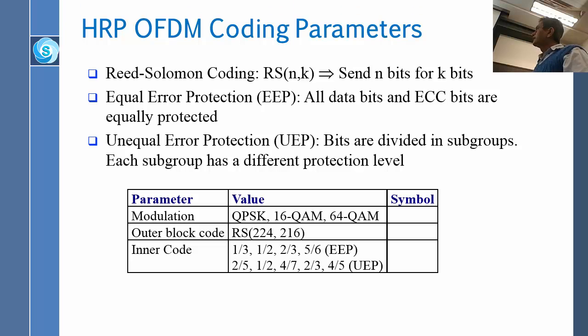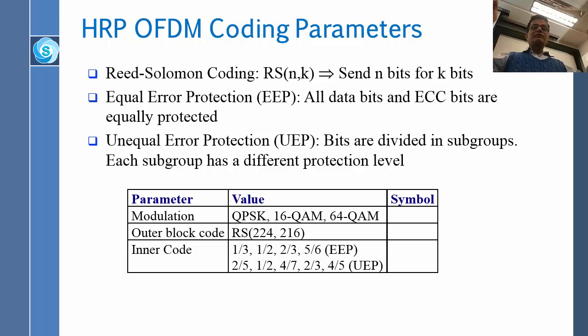The second code is the inner code, where you send 2 for 1, or 3 for 2, or 6 for 5, and so on and so forth. This is in addition to RS. This particular code has 2 different kinds of coding in our case. One is called equal error protection, and one is called unequal error protection, EEP and UEP. Equal error protection means all bits are equally protected.